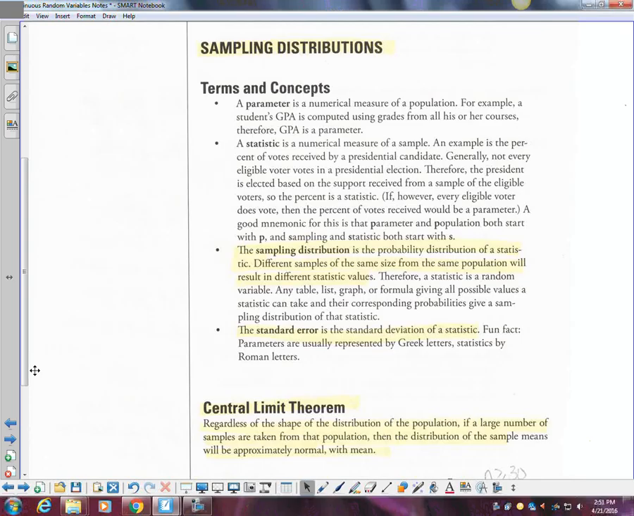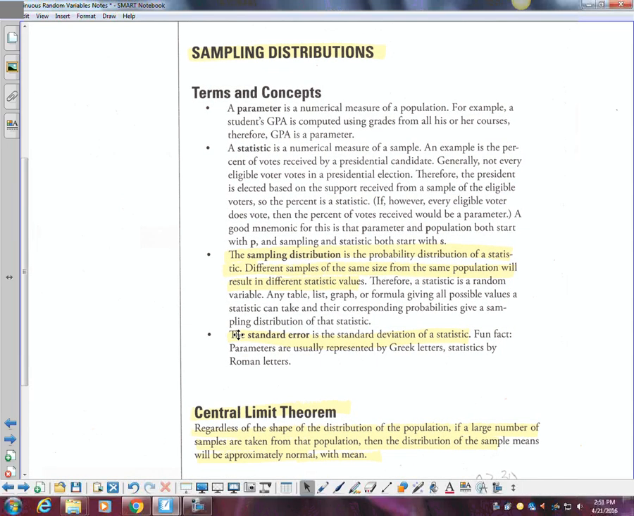The sampling distribution is the probability distribution of a statistic. Different samples of the same size from the same population will result in different statistical values. The standard error is the standard deviation of a statistic. Fun fact, I thought this was interesting: parameters are usually represented by Greek letters and statistics by Roman letters.